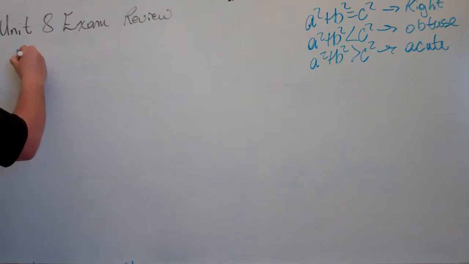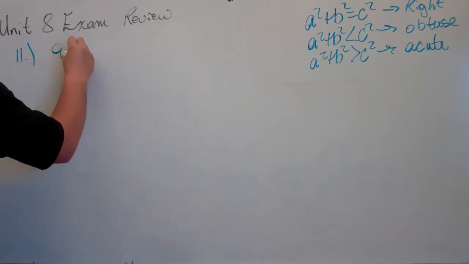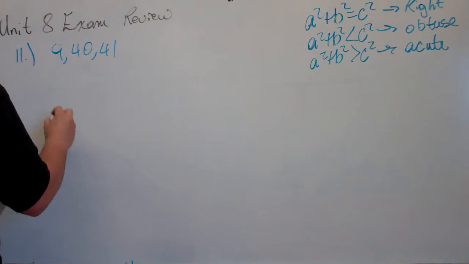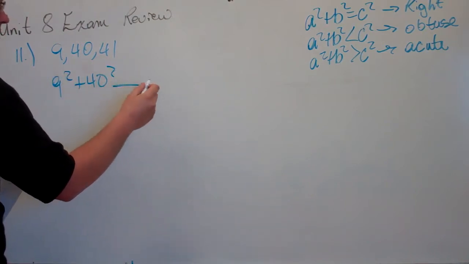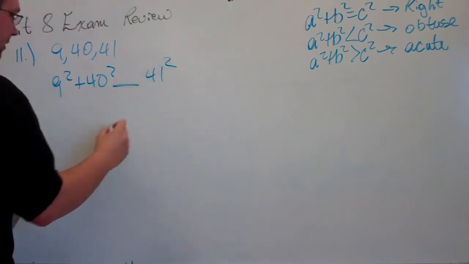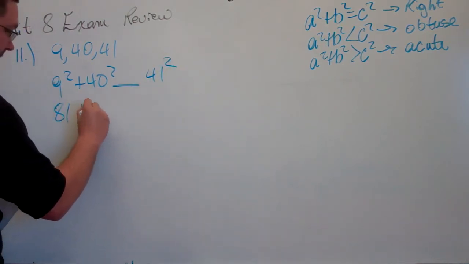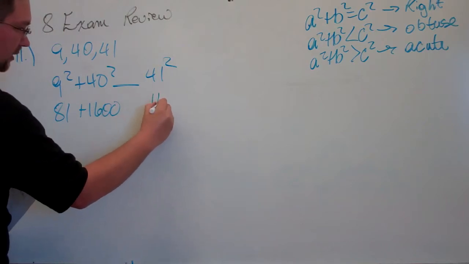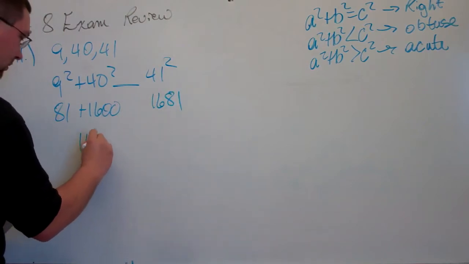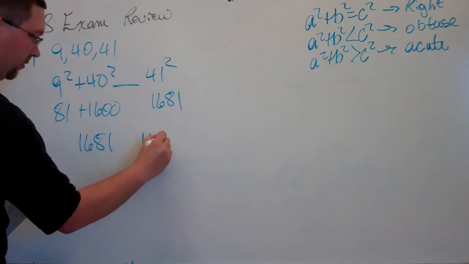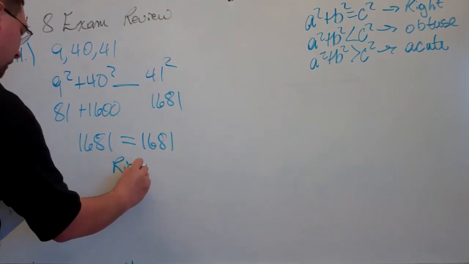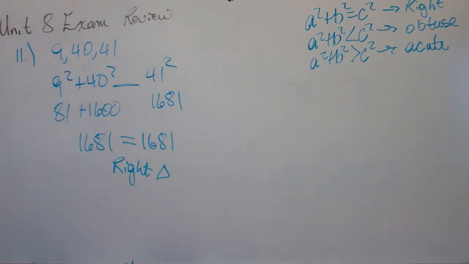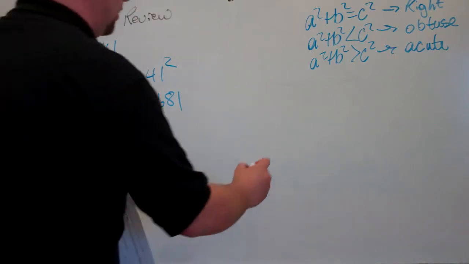So for number 11, we have 9, 40, and 41. So 9 squared plus 40 squared, and 41 squared. Leave your sign out for now. 81 plus 1600, and this is 1681. Since it equals, that means it's a right triangle. Okay, number 12.